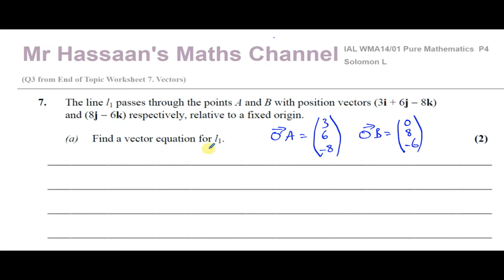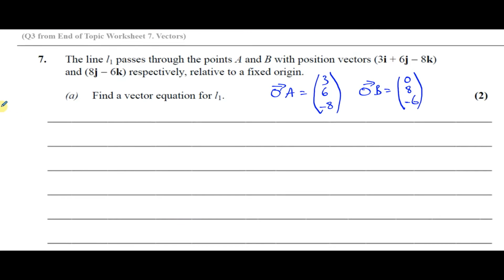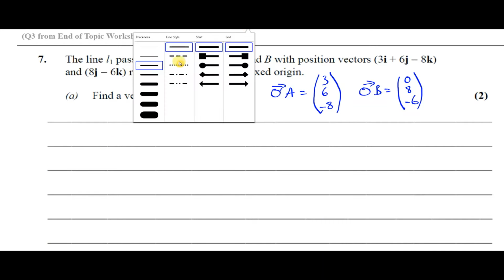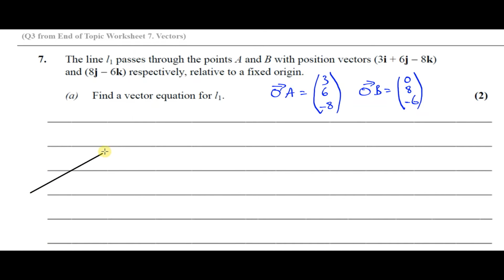So we need to find the vector equation of line 1, and line 1 passes through the points A and B. I'm going to draw a little diagram here. I'll have it as a solid line. Say that's the line L1. We've got three-dimensional vectors, so we can't really draw it accurately because it's in 3 dimensions. We know that the line passes through A and B, so let's just say A is here, and let's just say B is here. The line passes through the points A and B.